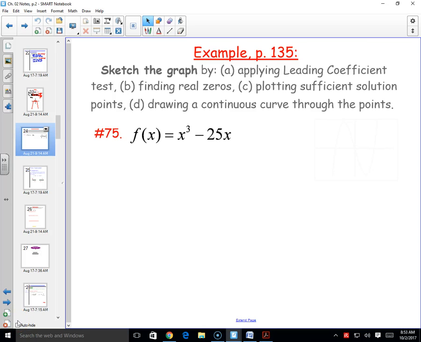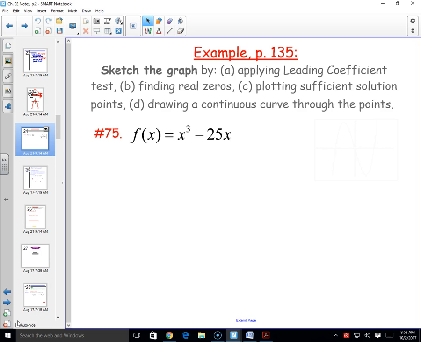So, reviewing what we talked about on Friday, and reviewing one big problem from this section. It says sketch, but how? Apply the leading coefficient test, which means check out the leading coefficient, not just its sign, but also the degree. Figure out the end behavior.